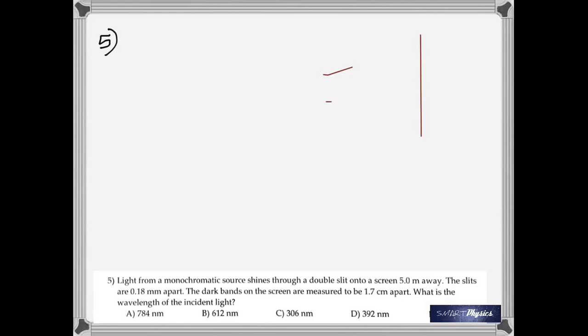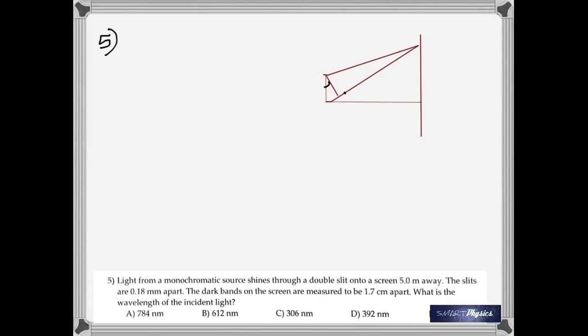In the fifth one, it's a monochromatic source, shines through a double slit onto a screen 5 meters away. The slits are 0.18 millimeter apart. The dark bands, be careful, now it's talking about the minimum. The dark bands on the screen are measured to be 1.7 centimeter apart. What is the wavelength of the light incident?